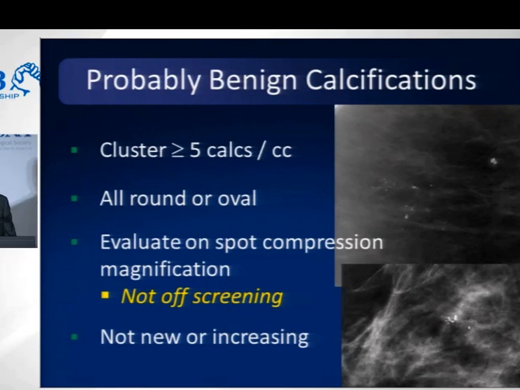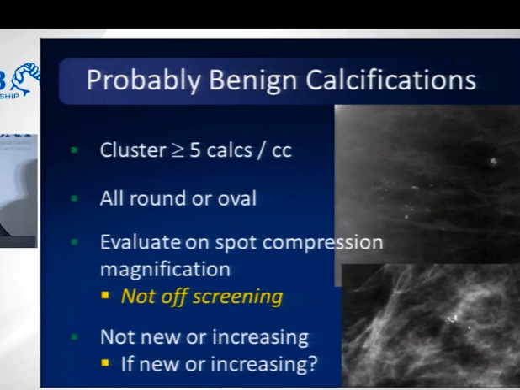Also, we cannot call probably benign calcifications if the calcifications are new or increasing in number. So what if you see the same group of calcifications like these? They look benign, but they are new or increasing. The rules tell us those calcifications need a biopsy.